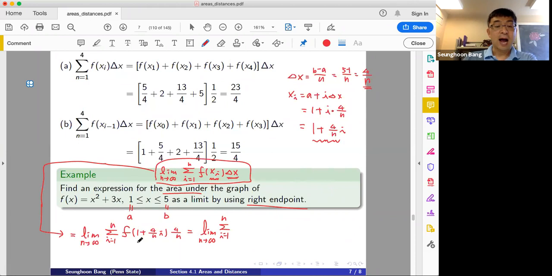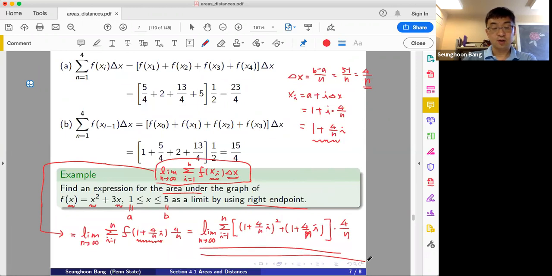What's f of 1 plus 4i over n? You plug 1 plus 4i over n into x here. So we have 1 plus 4i over n squared plus 1 plus 4i over n, times 4 over n. So that's it. This is the whole idea for solving this problem.